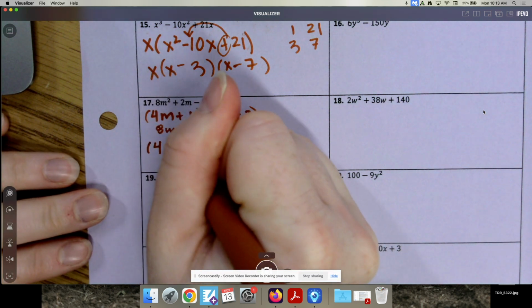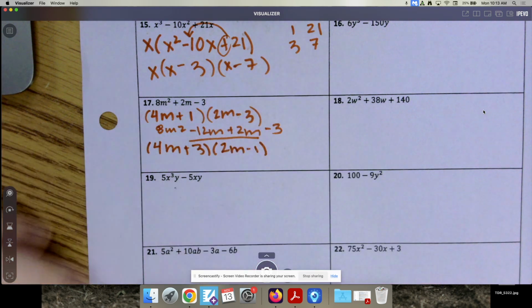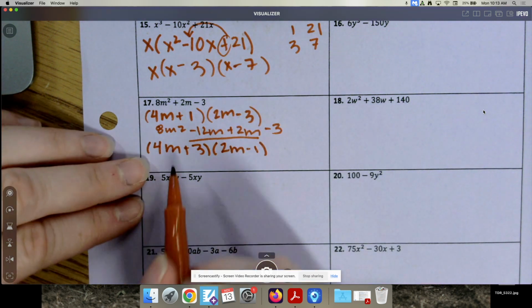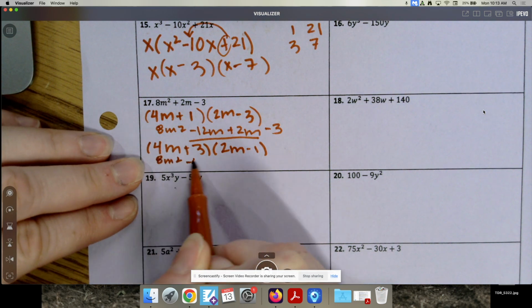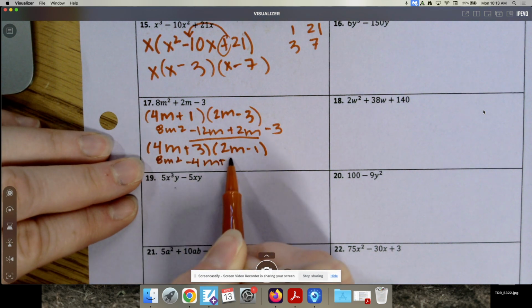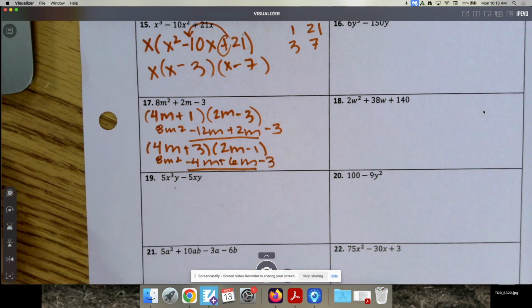So now I'm just going to do plus 3 and then 2m minus 1. Again, we're not going to be guaranteed if this works or not because you just got to FOIL it out. So we still get our 8m squared, minus 4m, plus 6m, minus 3. What's negative 4 plus 6? Positive 2. Is that what we want? Yes.